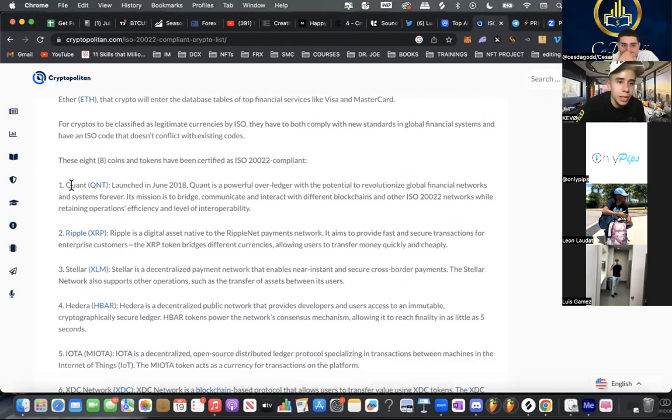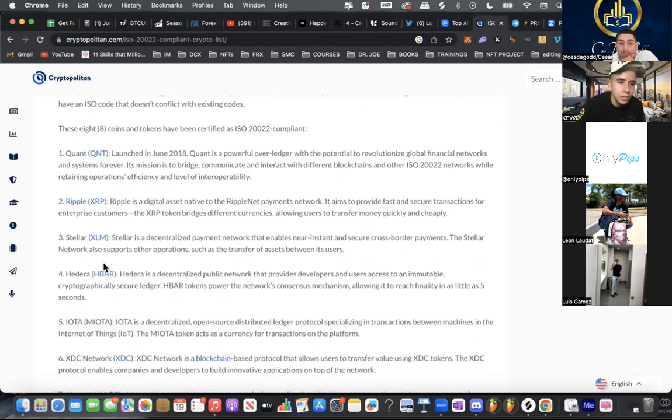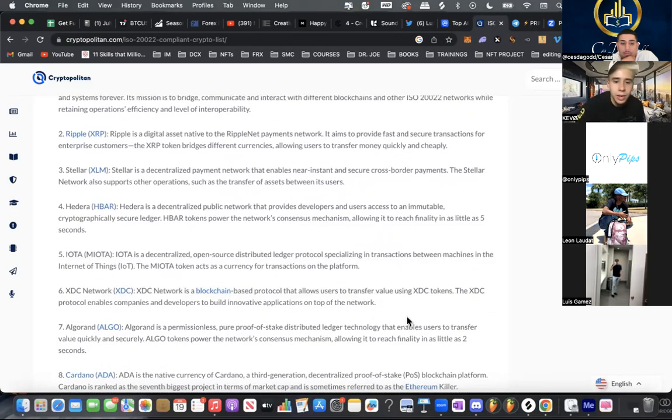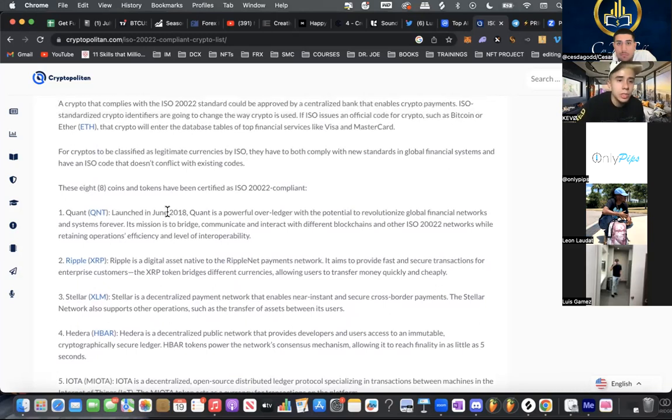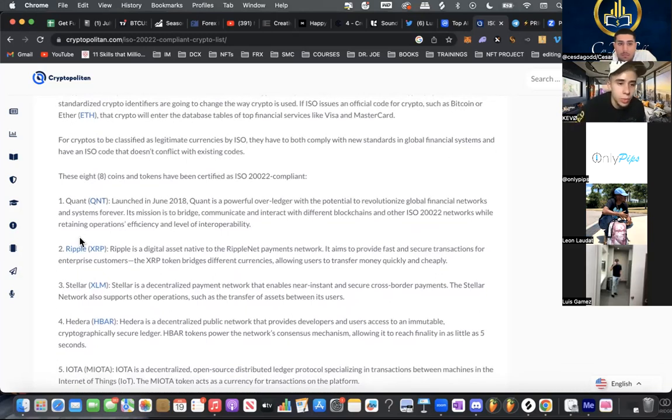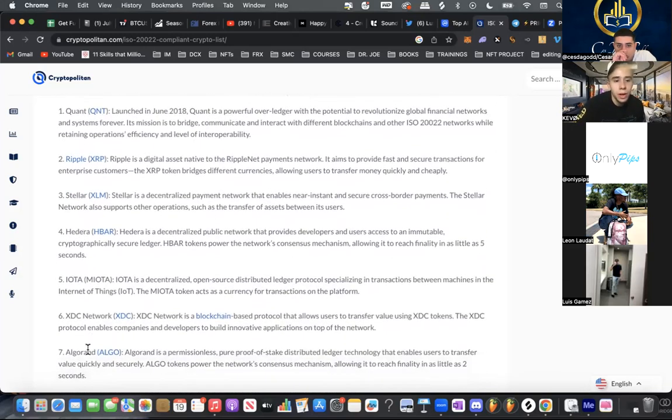So Quant is one of the ones I have. We saw Ripple go crazy, do like 2x last week. So look into this. Add some of these to your portfolio. I would recommend just doing your research. But I personally like Quant a lot. Ripple, Algorand is one that's really cheap right now.